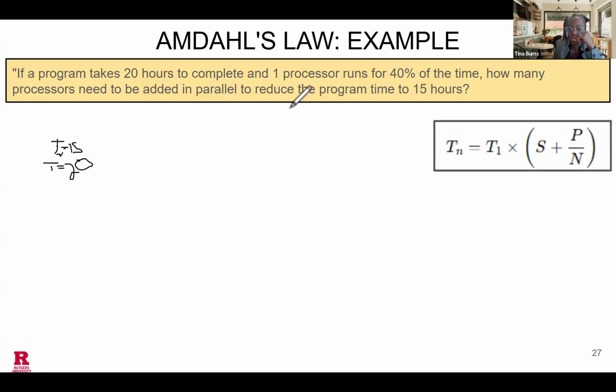was 20 hours. Now, if I have one process that runs 40% of the time, that means my parallel portion is going to be 0.4 because that is what I'm doing in parallel, which means my serial portion is going to be 1 minus 0.4, or 0.6. So that means the rest of my machine is operating the other 60% of the time, right?